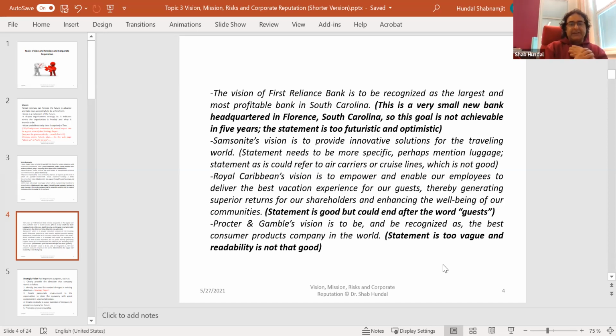But maybe they are realistic that with the given resources, they cannot become the largest bank in the US or outside the US, but within this certain sphere, they want to become the largest bank. So I like their honesty at least.